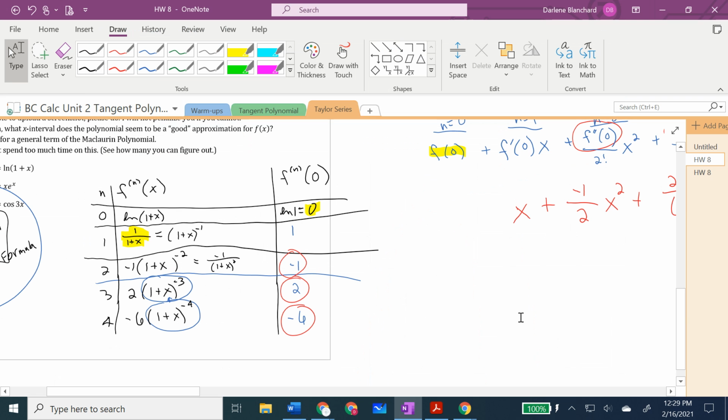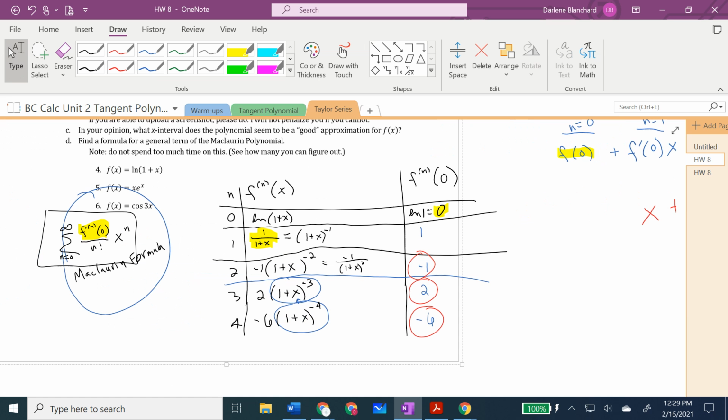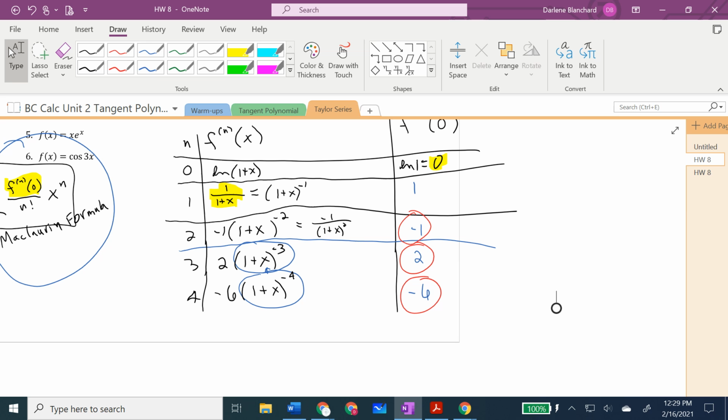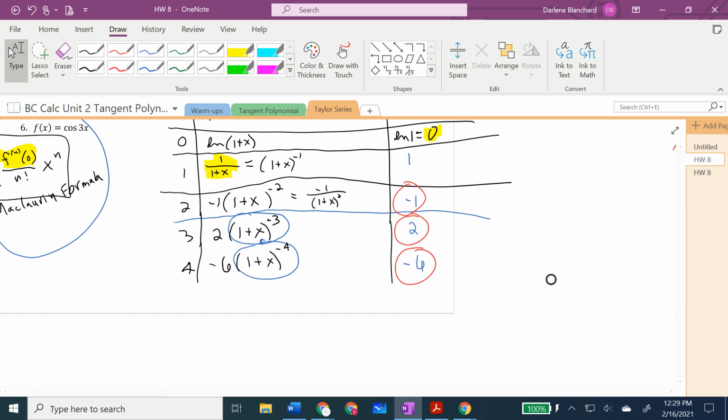And now let's talk about, can I come up with the general term, which is part D. Okay. You want to really look at the pattern going on here and realize that 6 is coming from 2 times 3.